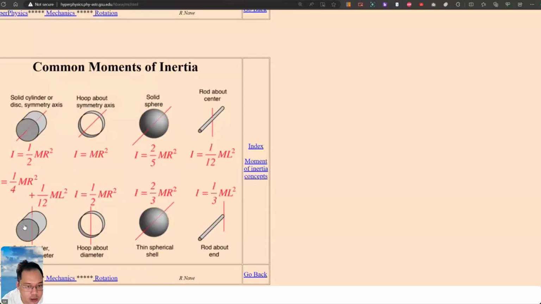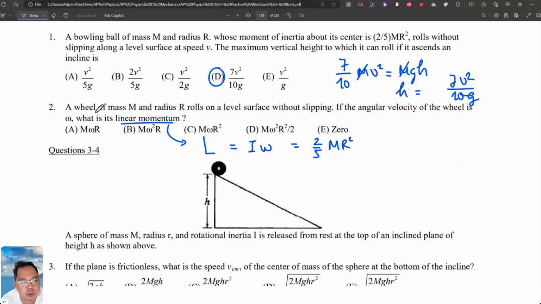Cylinder here is 1/2 mr squared. Sphere 2/5. What are we doing? The wheel. So that should be 1/2. Angular momentum is I times omega, so this is the answer: 1/2 m omega r squared. Wait, this is r squared, not r, and omega, not omega squared. Linear momentum. There's no such answer.